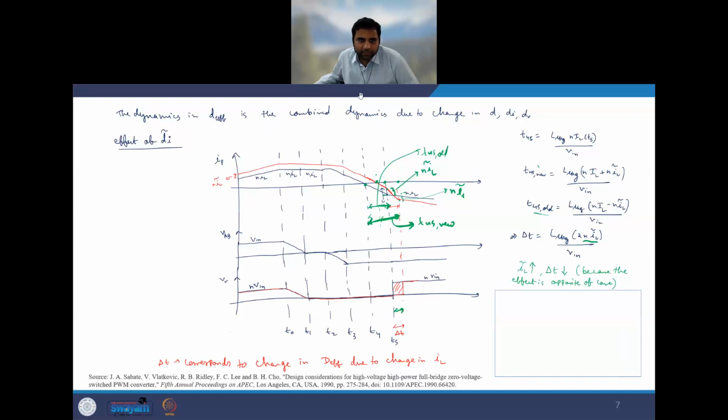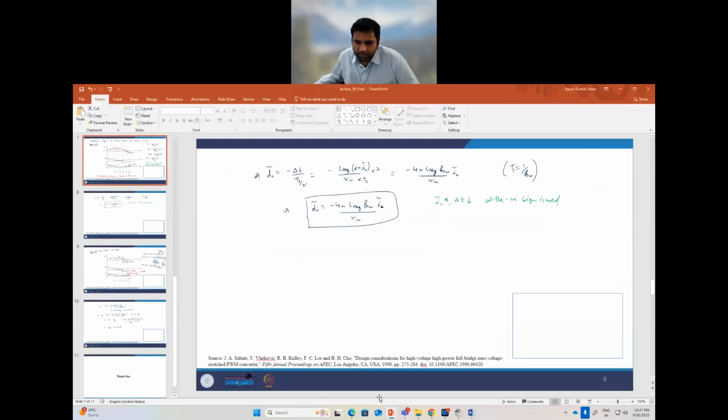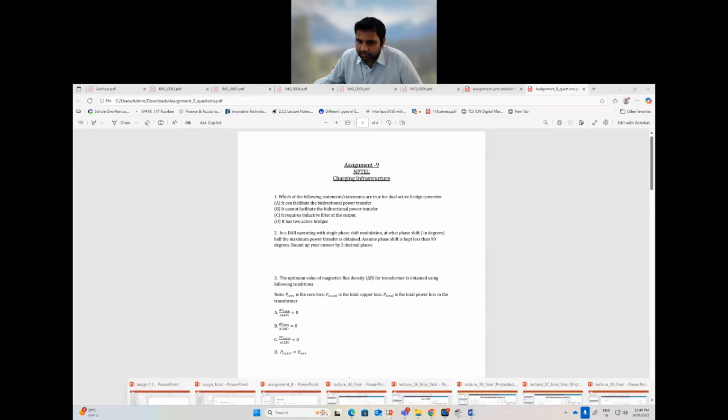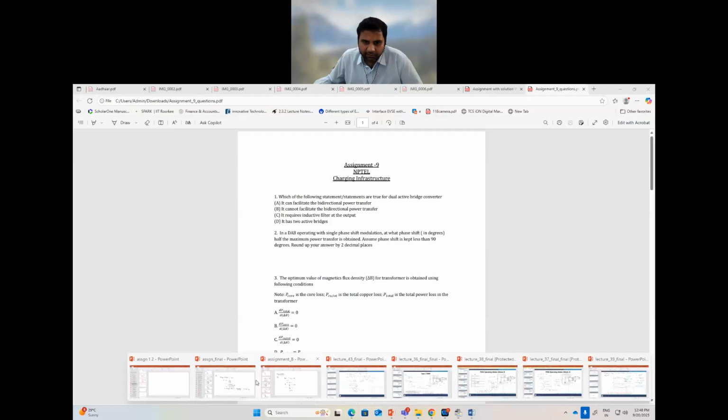Okay, if no further questions, let me discuss things related to the next assignment. In the next assignment, in total, the first question is straight from the concepts; you can just look into the concepts and solve it. For the second problem, it is still given that you can just use this formula.